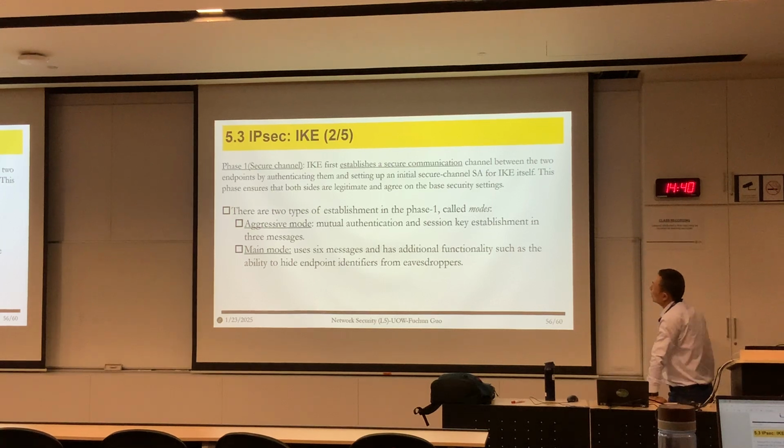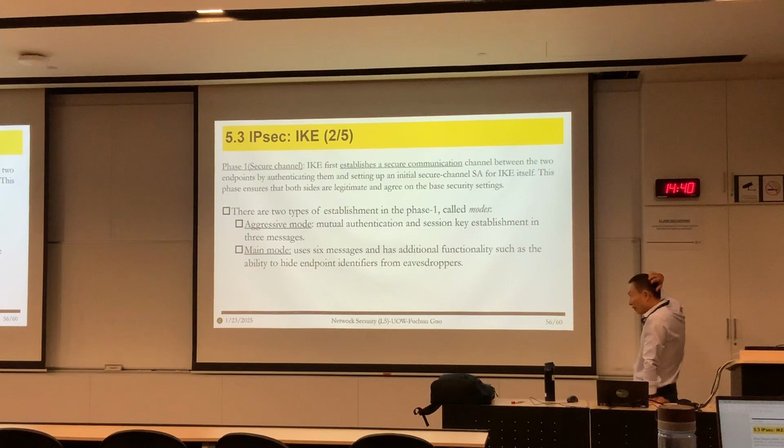And phase one, this is something I have to do. IKE first establishes a secure communication channel between the two endpoints by authenticating them and setting up an initial secure channel. This phase ensures that both sides are legitimate and agree on the basic concept and how to do it.